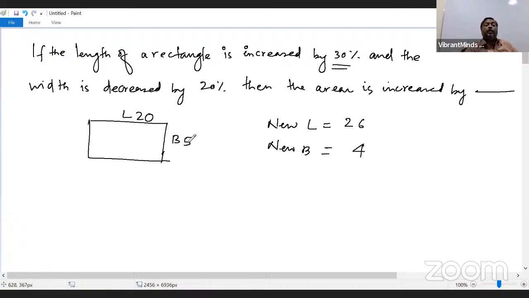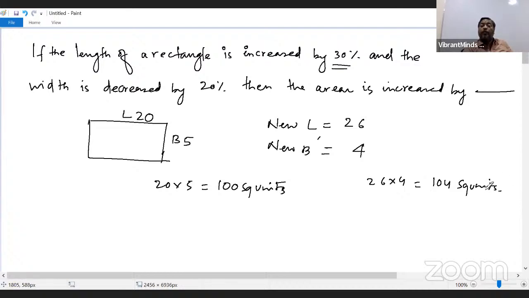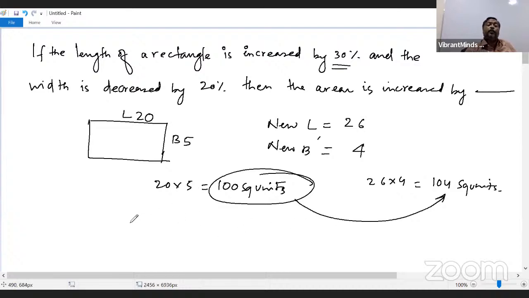So what will happen? The area here was 20 into 5, that is 100 square units. Here it is 26 into 4. And 26 into 4 is how much? So it is 104 square units. So from 100 we are moving to 104. That means 4 upon 100, and that is 4%.